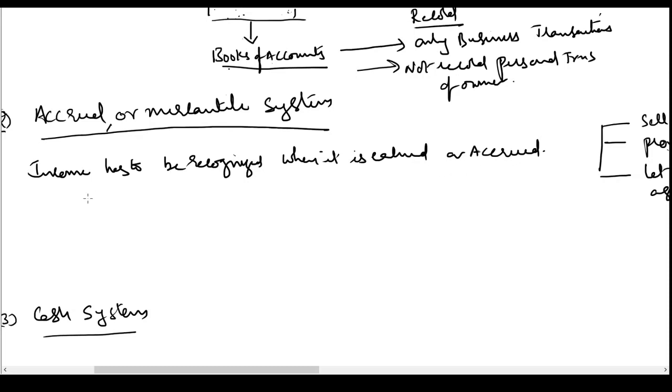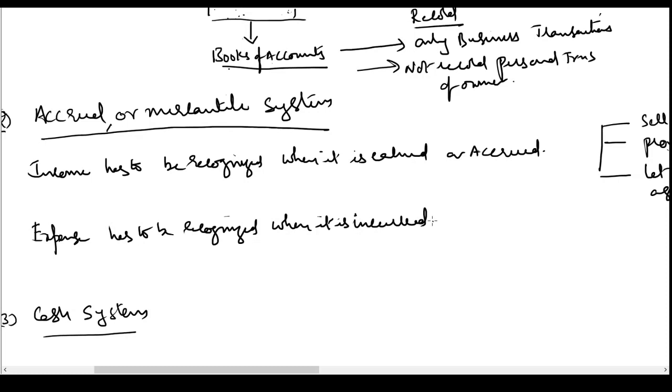Now, this concept also says expense has to be recognized when it is incurred and not when it is paid in cash. Now, what does that mean? We purchase goods. As soon as you purchase goods, you know that you have to recognize an expense. You use others' assets and you have to pay some money in return. You have to recognize an expense for that.